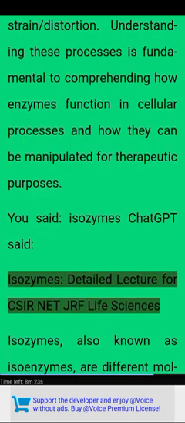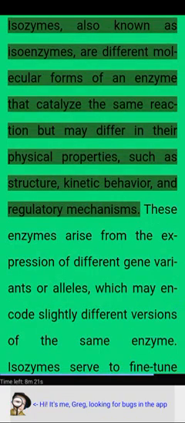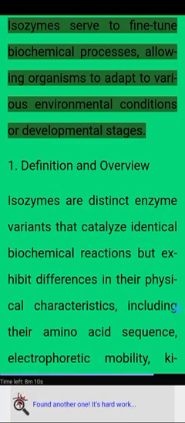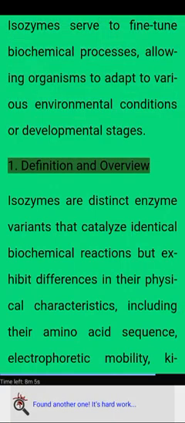Isozymes. Detailed lecture for CSIR NET JRF Life Sciences. Isozymes, also known as isoenzymes, are different molecular forms of an enzyme that catalyze the same reaction but may differ in their physical properties, such as structure, kinetic behavior, and regulatory mechanisms. These enzymes arise from the expression of different gene variants or alleles, which may encode slightly different versions of the same enzyme. Isozymes serve to fine-tune biochemical processes, allowing organisms to adapt to various environmental conditions or developmental stages. 1. Definition and overview.